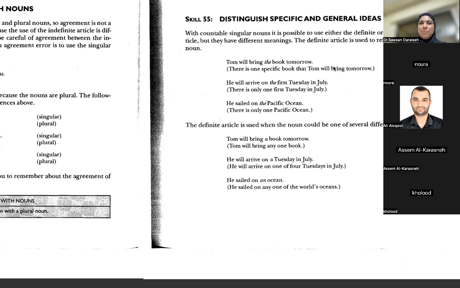Got the idea? So look at this sentence. He sailed on the Pacific Ocean. He sailed, أبحر يعني بالقارب بالسفينة. On the Pacific Ocean. What's the Pacific? المحيط الهادئ. Good job. المحيط الهادي. أبحر على يعني أو في المحيط الهادي. All right. There is only one, see, the Pacific Ocean.